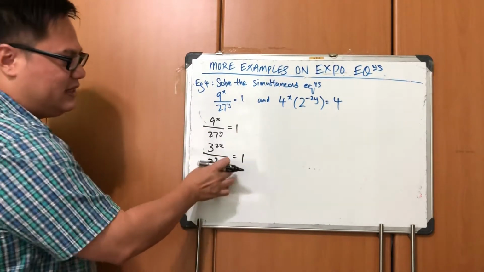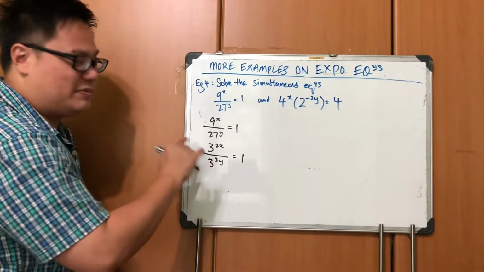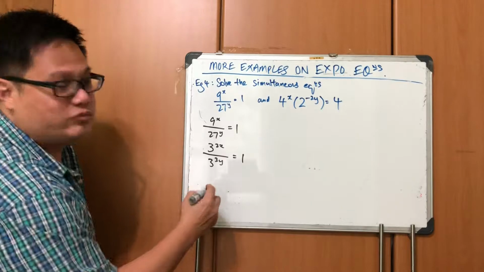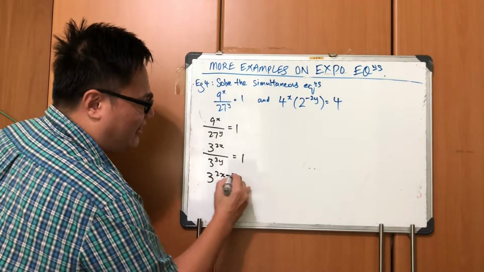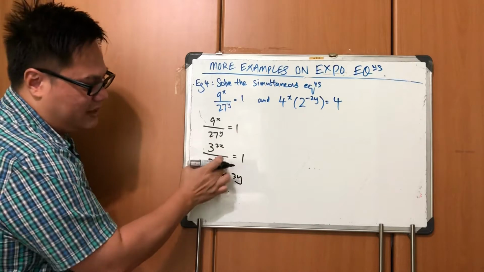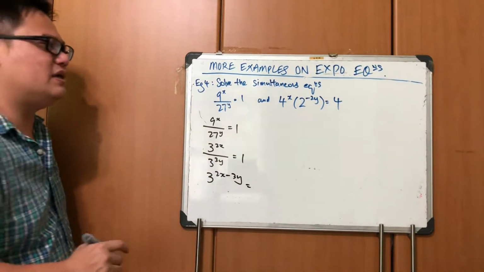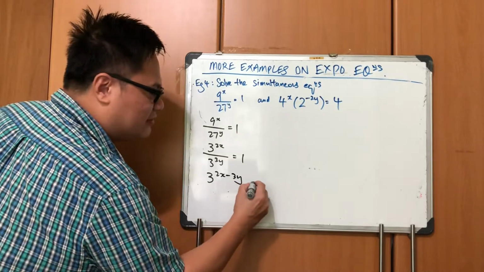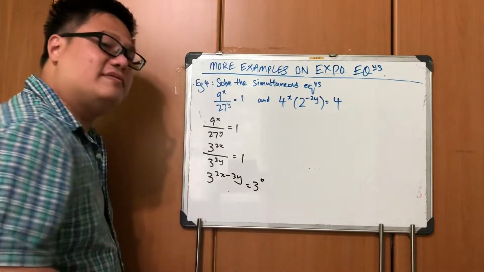So once we write it in this way, let's recall a law of indices. When you divide two expressions with the same base, what do you do? We subtract the power. So this is 3 to the power of 2x minus 3y, right? 3 to the power of 2x minus 3y equals to 1. But the number 1 can also be expressed as 3 to the power of 0. Mister, why do I want to do that? Why do I want to make this as 3 to the power of 0?